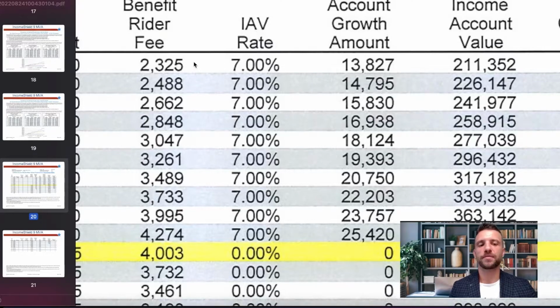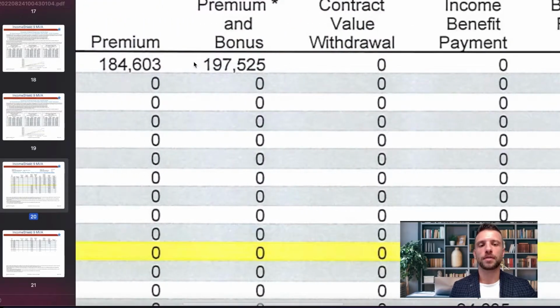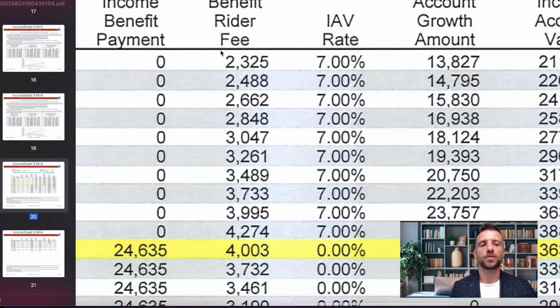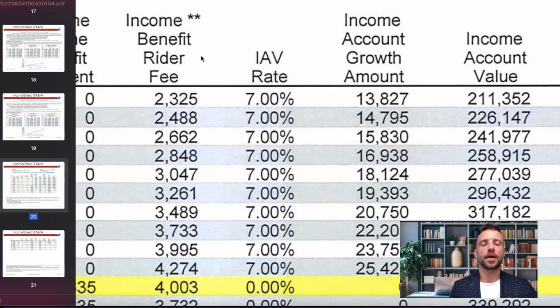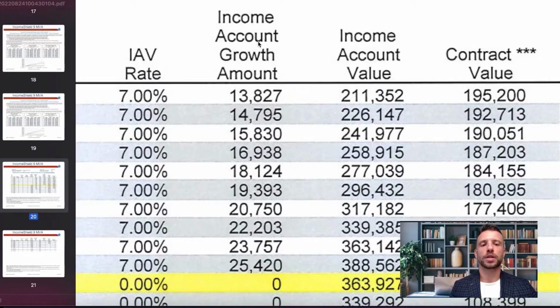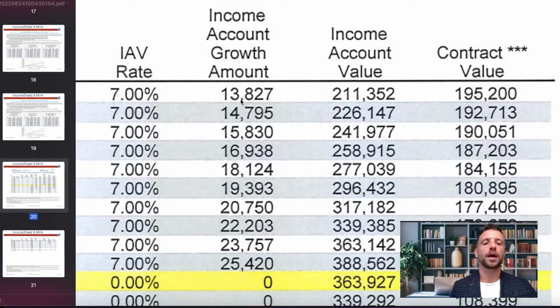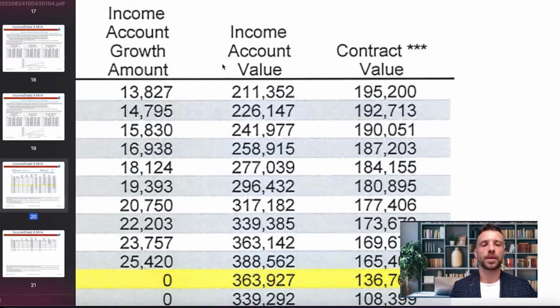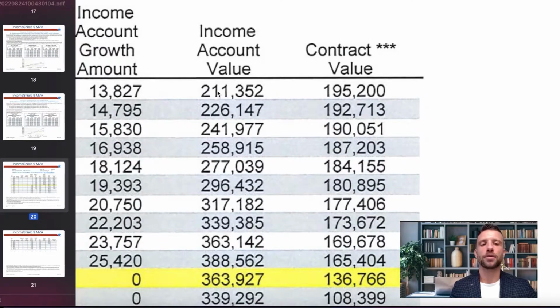So we can see that the 7% rider fee comes off of that $197,525, and then we multiply that remainder by 7%. We can see our income account growth. Again, income account, not the contract value, is $13,827. And so our income account value in that first year is $211,352. Whereas here we see the contract value is the lower amount.